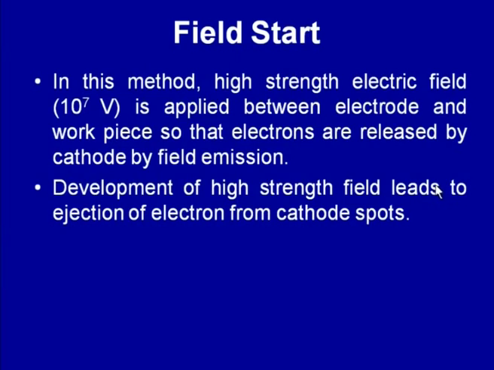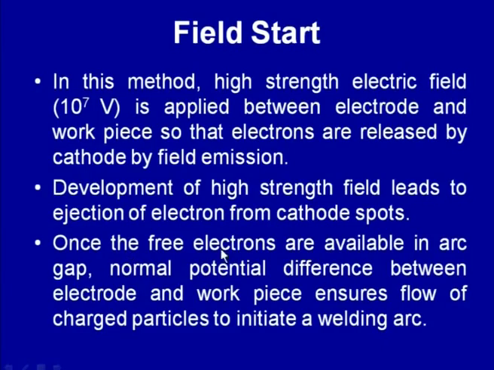The development of a high strength field for ejection of the electrons from the cathode spots is an important feature of this method. Once the free electrons are available in the arc gap, establishment of the normal potential difference between the electrode and workpiece causes the required flow of the current through the charged particles to initiate the welding arc. In this case, no contact is made between the electrode and workpiece, which could lead to any kind of contamination of the welding arc from the electrode material, and that is why this method is effectively used for automatic welding processes, where we want to avoid any kind of contact between the electrode and workpiece.